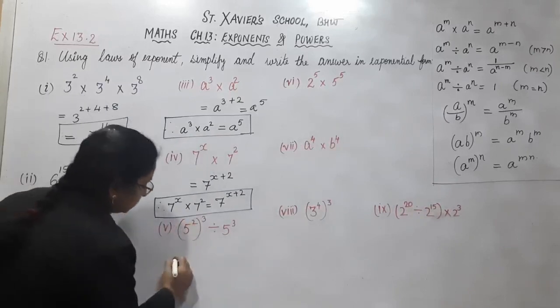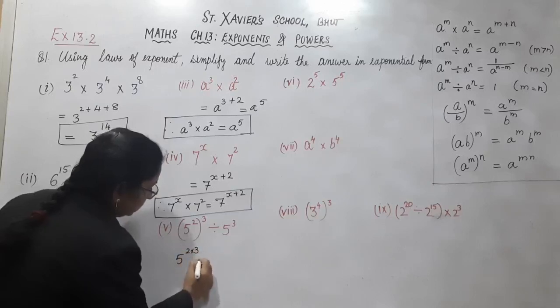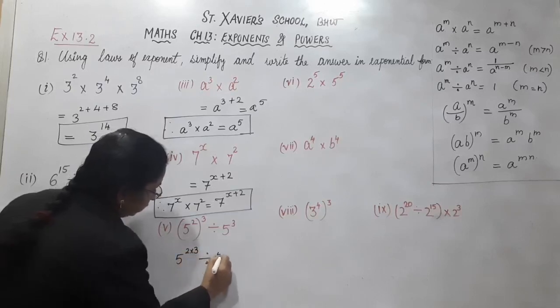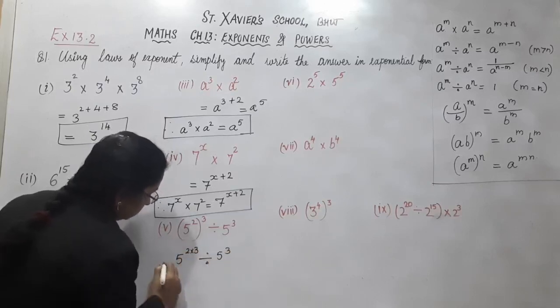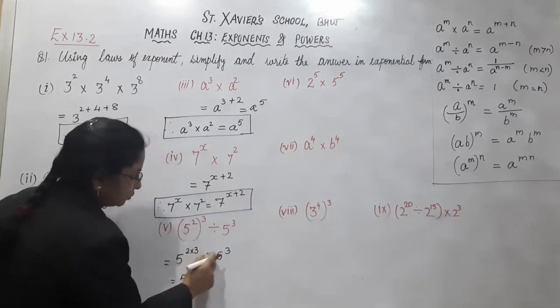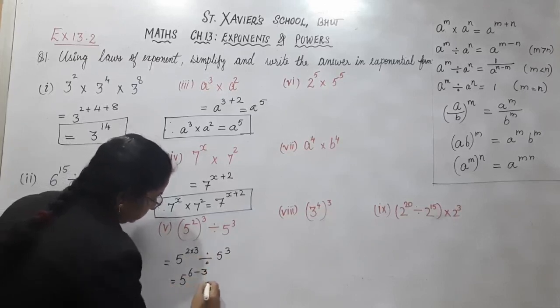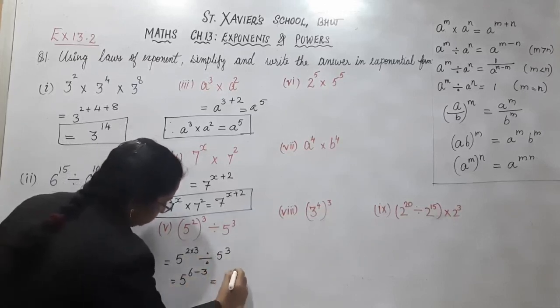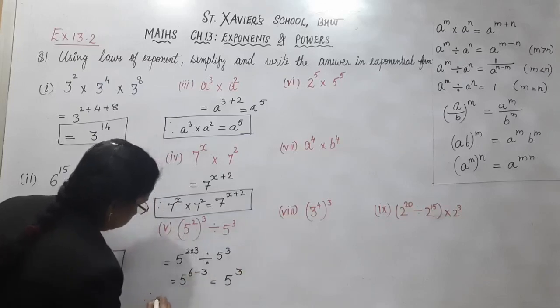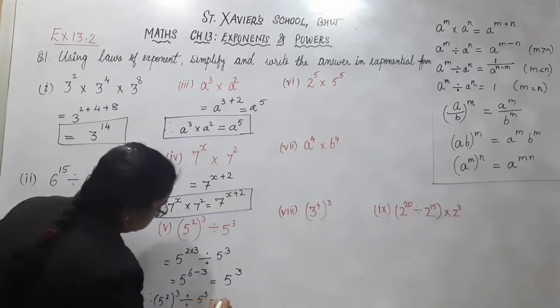2 3s are 6. 5 raised to 2 into 3 divided by 5 cube, that is equal to 5 raised to 6 minus, now division is there, so we have to subtract. That is equal to 5 raised to 3. Therefore, (5 square) whole cube divided by 5 cube is equal to 5 cube.